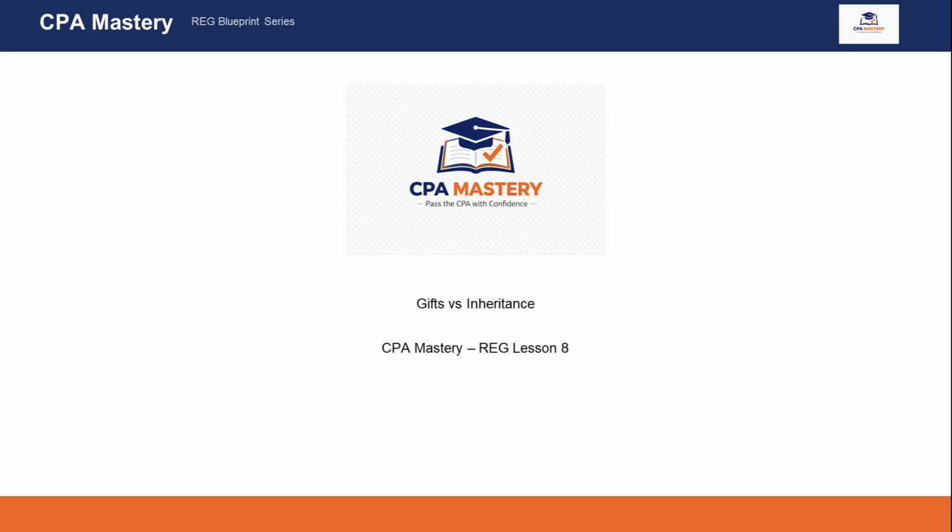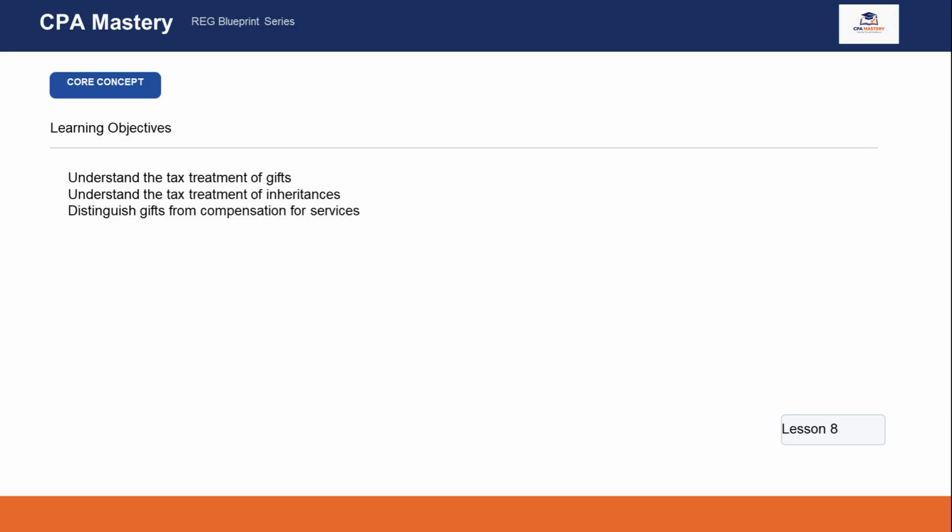By the end of this lesson, you should understand how gifts and inheritances are treated for tax purposes, how to distinguish them from taxable payments, and how to work through CPA exam questions involving these rules. In this lesson we have three primary objectives. First, we will explain why gifts are generally excluded from gross income for the person receiving them. Second, we will examine inheritances and understand why property received from a decedent's estate is also generally excluded from income.